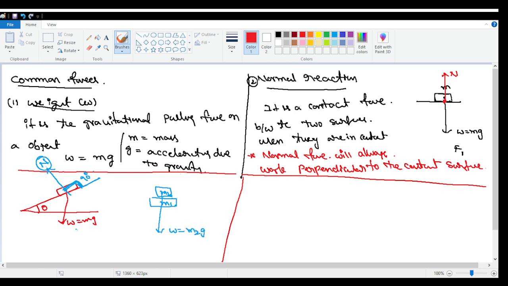What is the normal force? The normal force will act in the perpendicular direction. This is the normal reaction or normal force, and it acts particularly perpendicular.